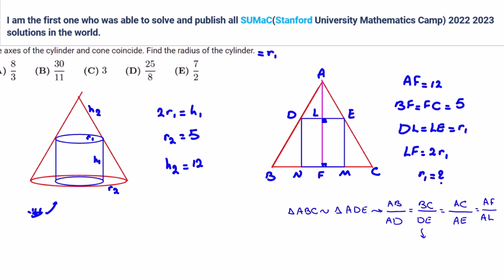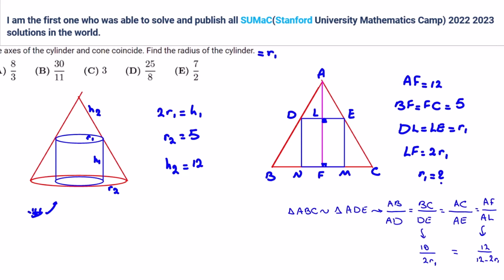BC is 10. DE is what? DE is 2R1, which is equal to H1. Because we want to find R1, let's write everything in terms of R1. And then AF over AL is what over what, in terms of R1? 12 over 12 minus H1, and H1 in terms of R1 is 2R1. Exactly. So these two fractions are equal.